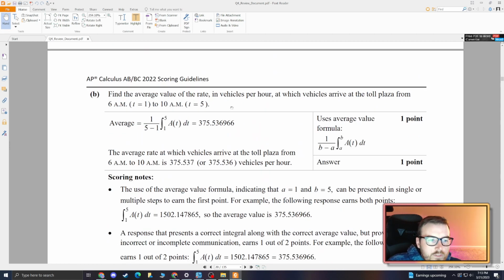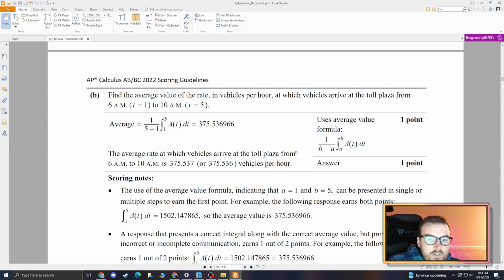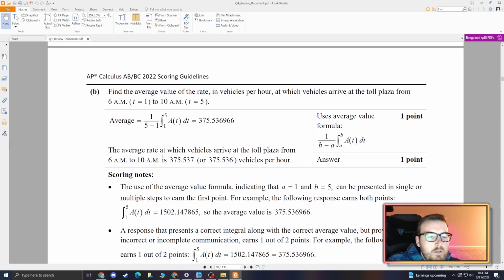And a good rule of thumb is just taking their words and spitting them back out at them, right? It asks you to find the average value of the rate in vehicles per hour at which vehicles arrive at the toll plaza. So take those words and get rid of find: the average rate at which vehicles arrive at the toll plaza from 6 a.m. to 10 a.m. is, right? You just take their words and spit it right back at them and then write the number.